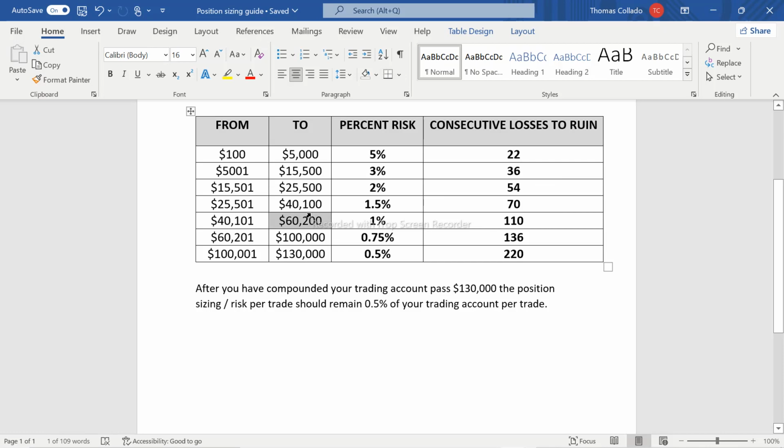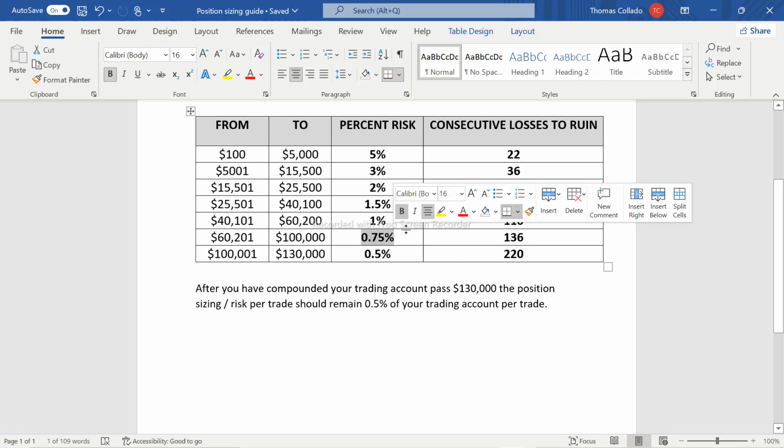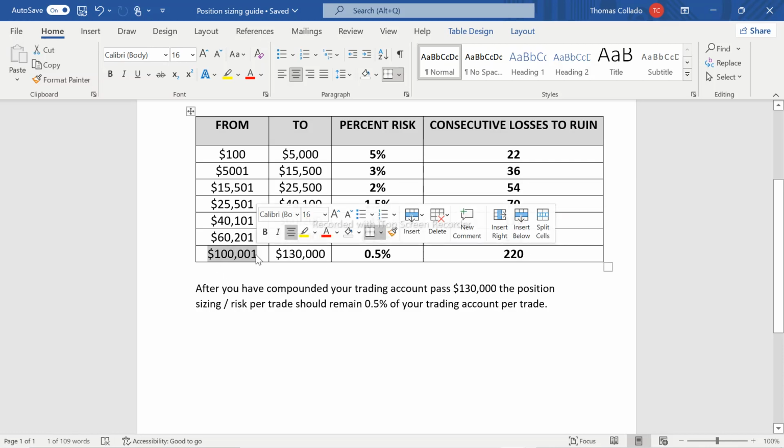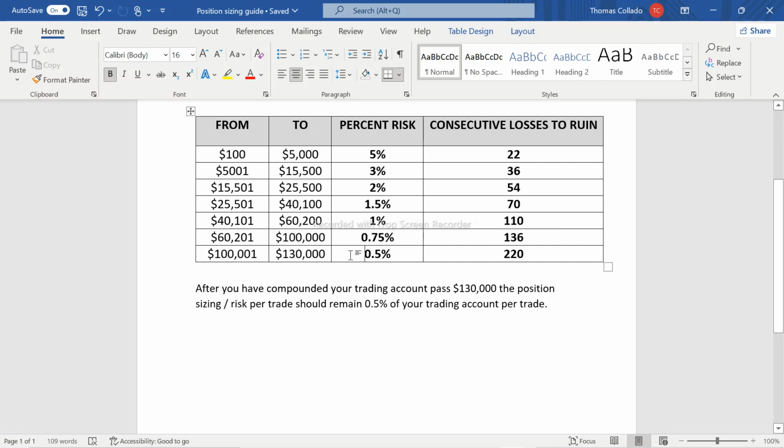From 40,000 to 60,000, you're gonna lower down to 1% of your capital per trade. From 60,000 to 100,000, you're gonna risk 0.75% of your trading account per trade, and the last level is when you pass $100,000. After you pass $100,000, it's basically 0.5%. You're gonna risk 0.5% per trade for the duration. After this amount, you should be taking money out.